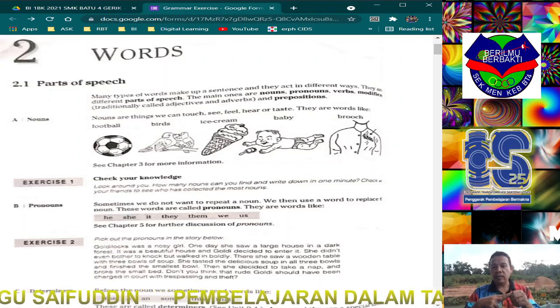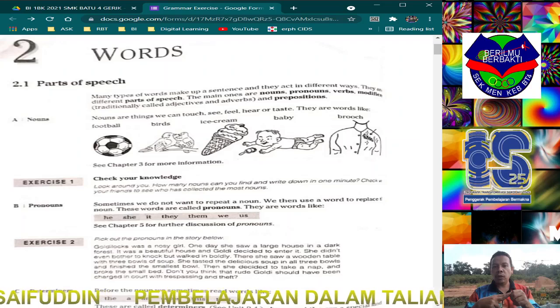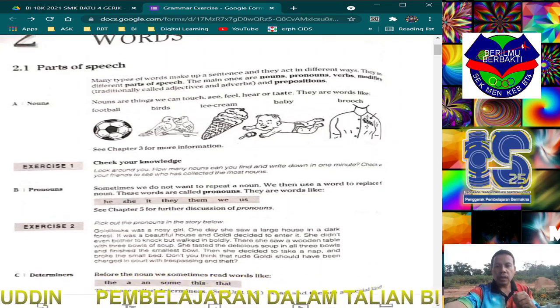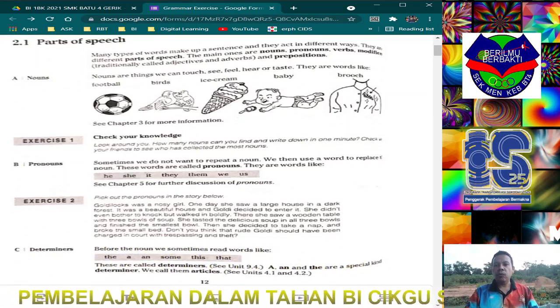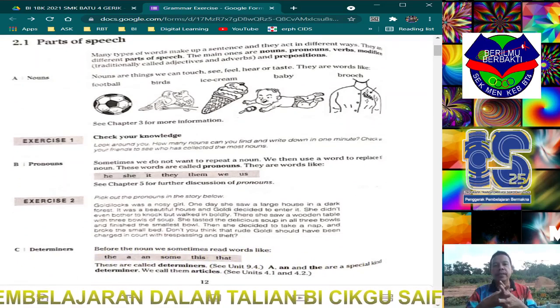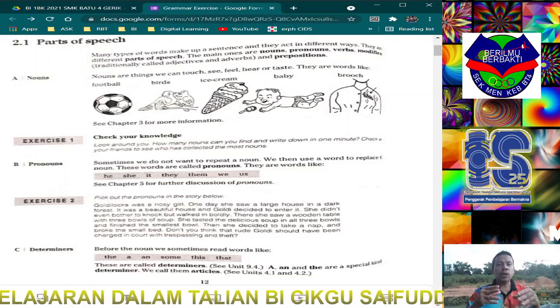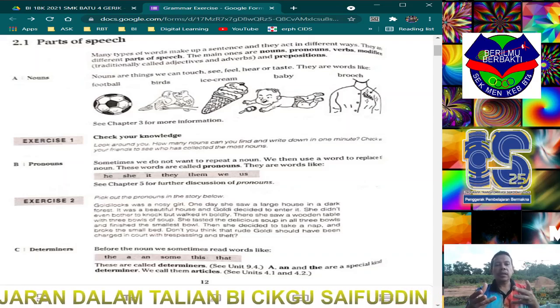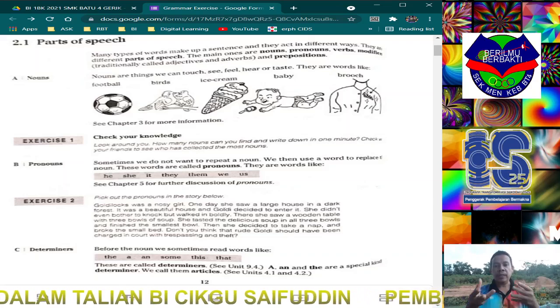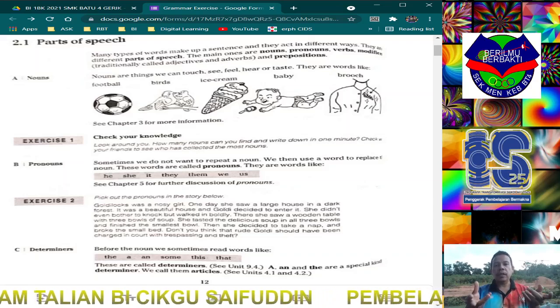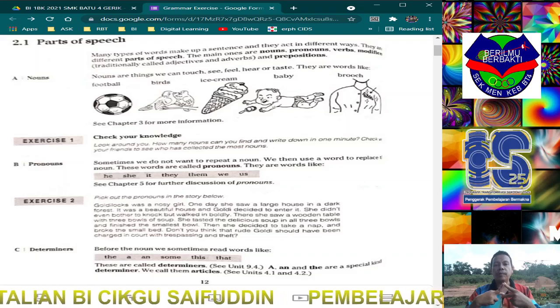So for exercise 1, check your knowledge, look around you. How many nouns can you find and write down in 1 minute? Ini sebagai latihan sajalah. Yang penting di sini anda perlu tahu noun itu adalah kata nama yang memang ada di dalam apabila kita buat mana-mana ayat sekalipun.